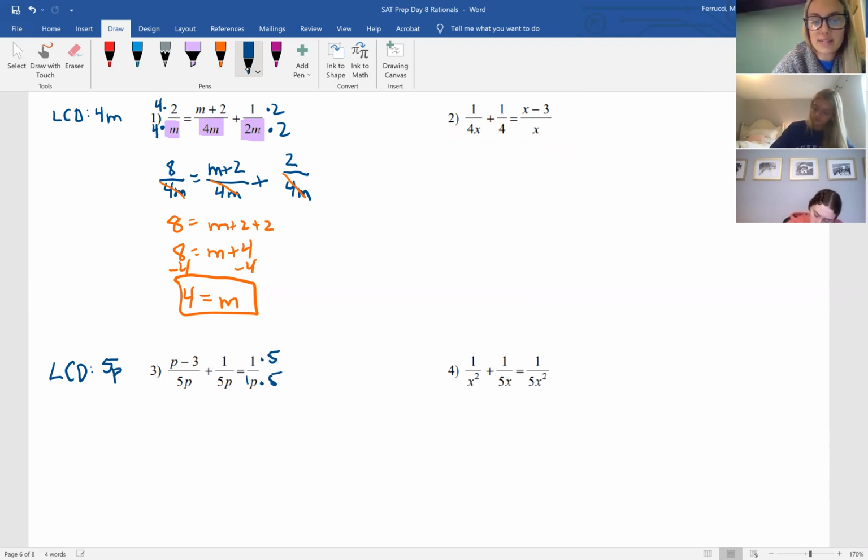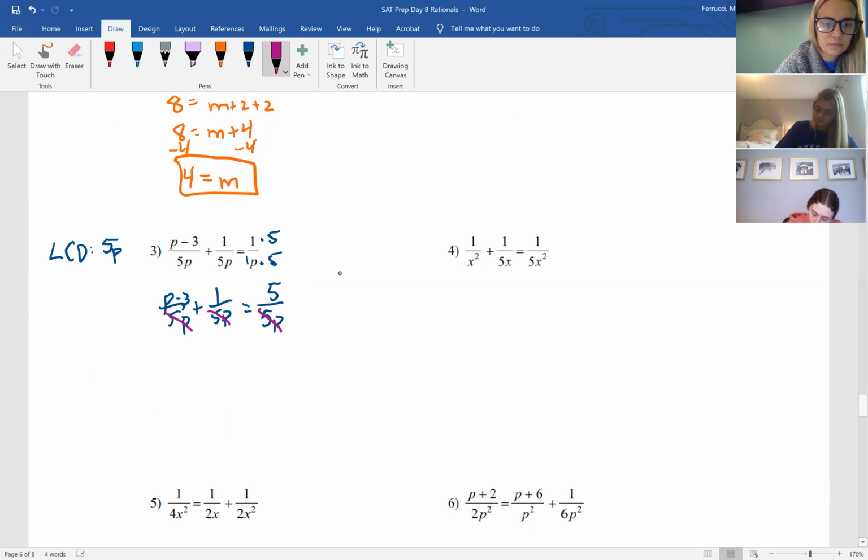So the only one that doesn't have a 5p on the bottom is the one on the right side of the equal sign. So you would just multiply the top and bottom by 5. Everything else you can keep the same. And since they all have the same denominator, those can just cancel out so that you have a linear equation.